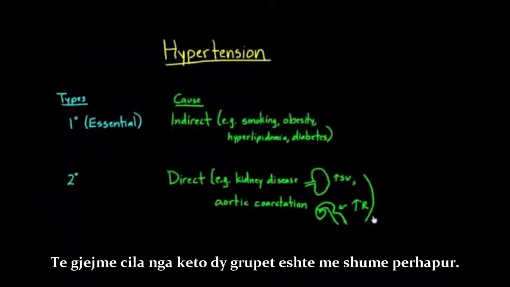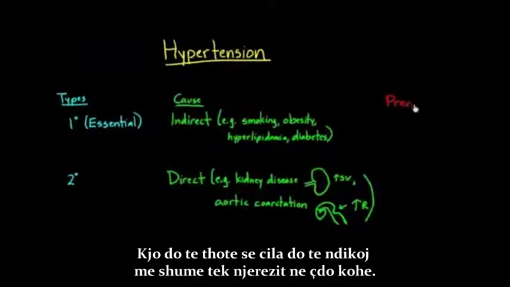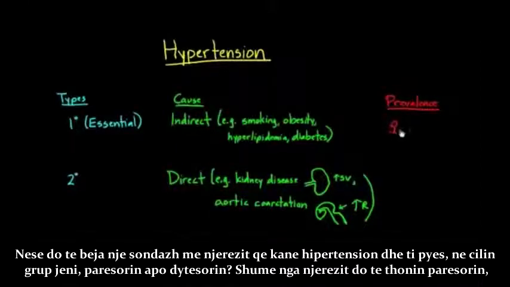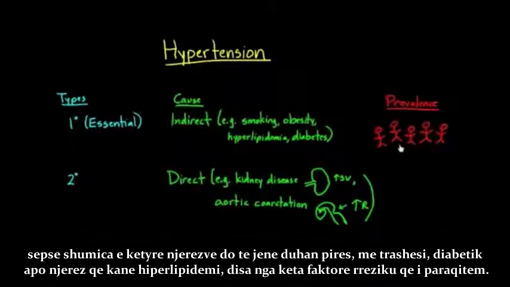So let's figure out, of the two, which is more prevalent. And this basically means which is going to affect more people at any point in time. So if I was to poll all people with hypertension, ask them, hey, what group are you in, primary or secondary? Most people would say primary, because most of these people are going to be smokers or obese or diabetics or people that have hyperlipidemia, some of these risk factors that we just laid out.